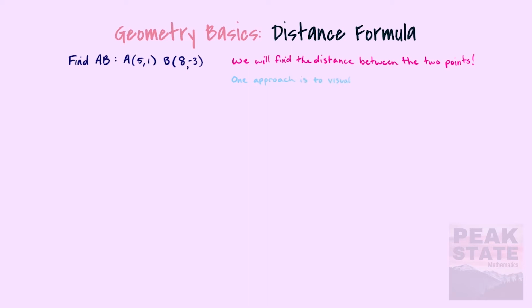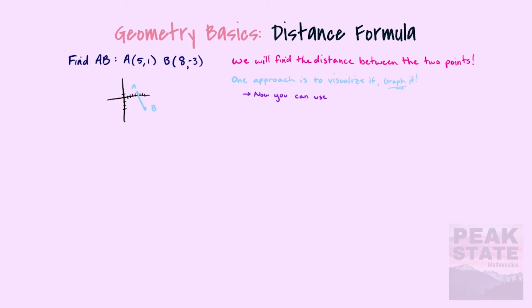Now, one approach we can do to this is actually just visualize it and graph it, draw it out, and plot these points. For me, I'm actually a super visual learner. This is one of my favorite ways. So let's plot point A at 5, 1. B is at 8, -3, and we can see that line segment we're trying to find the distance of.